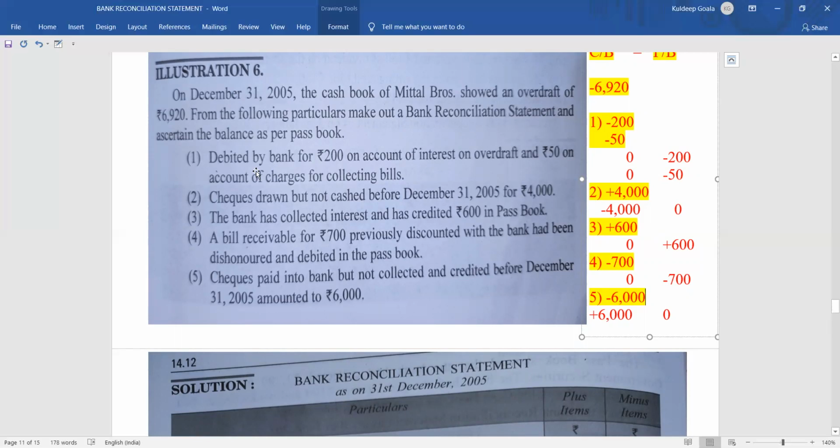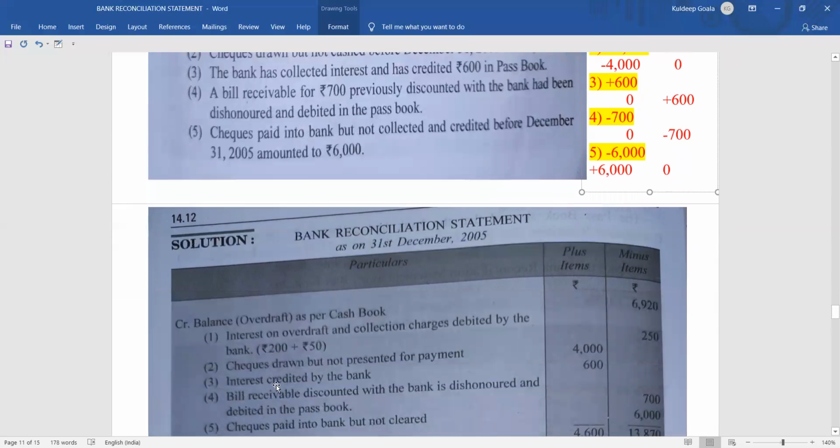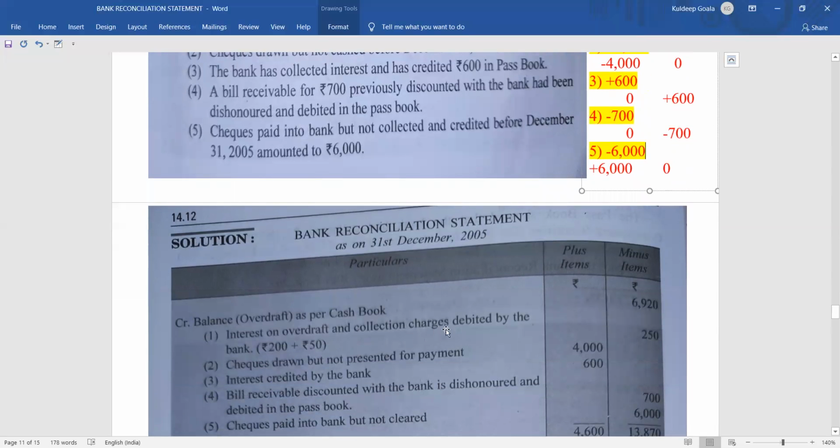Then one by one we'll see the next one. Debited by bank: 200 on interest on overdraft and 50 rupees for account charges, for what? Collecting bill, right? So two things we have got. Is it add or less? It is less. So you will just mention it like this: interest on overdraft and bank charges omitted to be entered in the cash book. This way also you can write, or you can write interest on overdraft and collection charges debited by the bank. How much? 250 rupees in the minus.